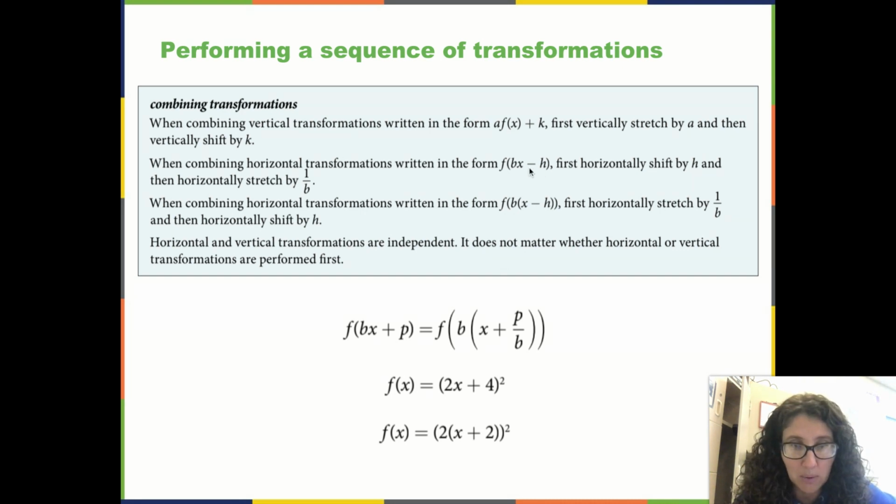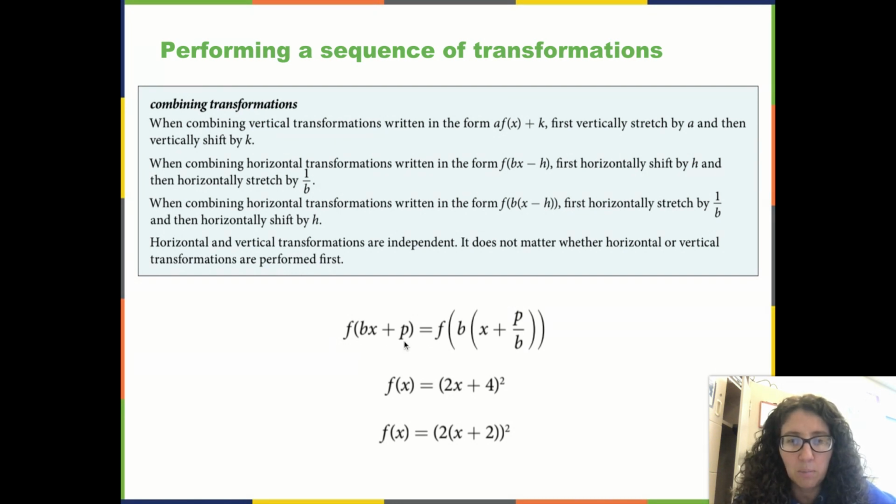All right, so let's talk about this second case here. If you have f of bx minus h, it's a little bit hard to see. You know you're going to have a horizontal shift and stretch, but what is the value going to be? Okay, so here's an important first step.